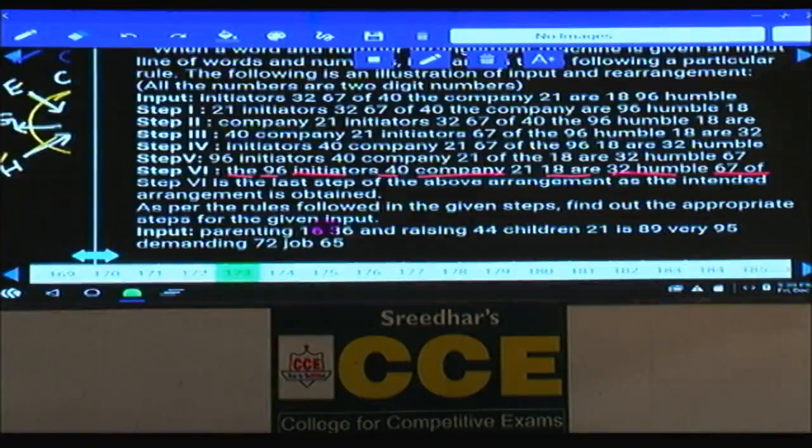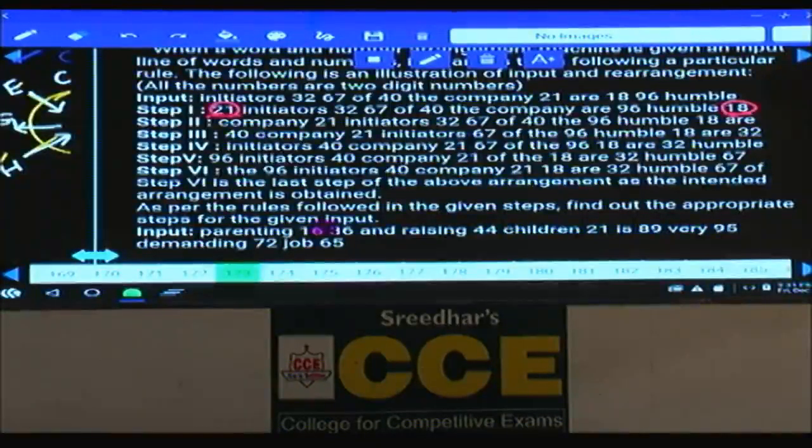Then coming to step 1, what is step 1 here? What is the difference between these 2? Now, 21 is arranged at the first place, and 18 is the number arranged at the last place. The remaining elements, 32, 67, 40, company and 96, humble, are all in the same order. That means the least number goes at the last place and the next highest number at the first place.